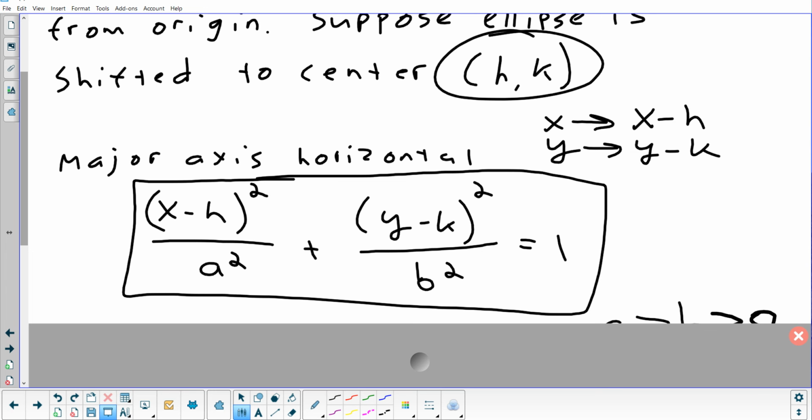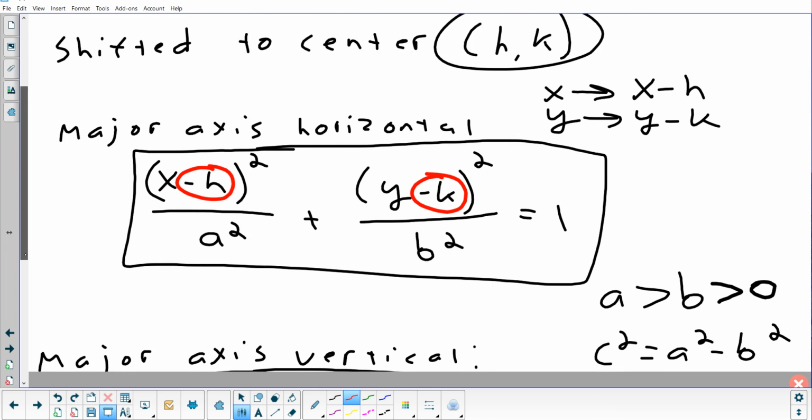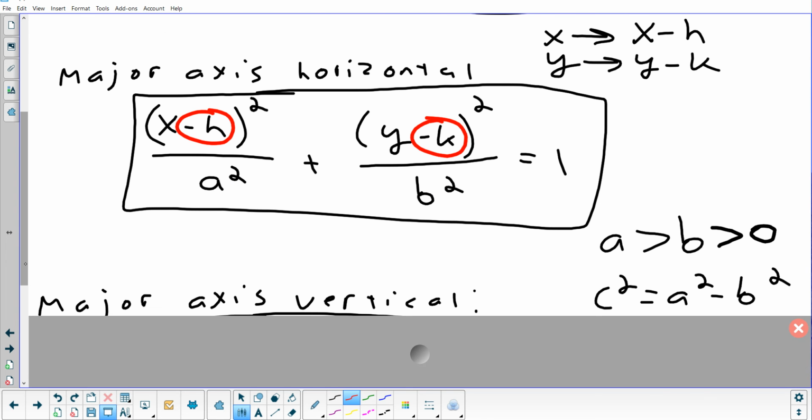So it's still equal to 1. Still have a plus sign. When the major axis is horizontal, we want to put the bigger number under the x. The smaller number goes under the y. But these are the two new things. Minus h, minus k. As always, a is bigger than b, and c squared still equals a squared minus b squared. None of that changed. What I circled in red is what's new.